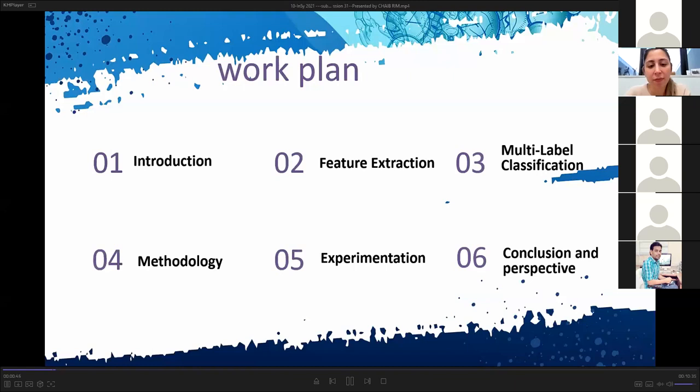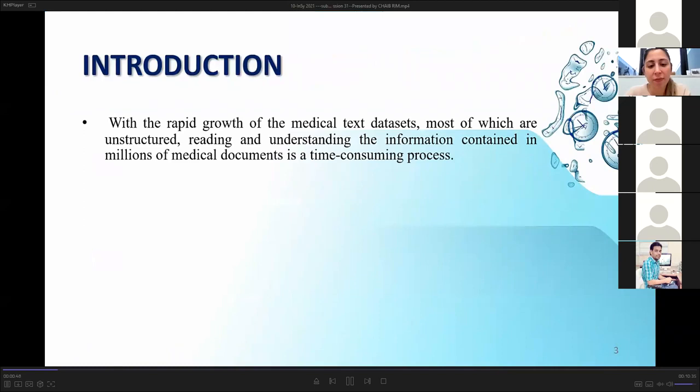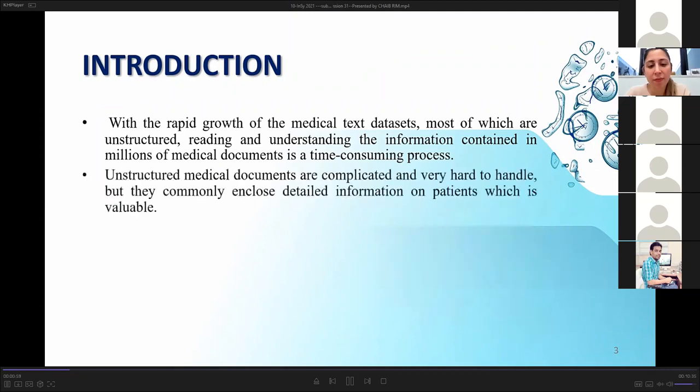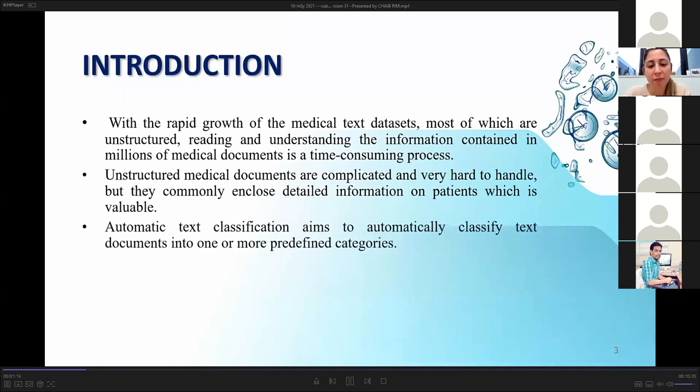and perspectives. With the rapid growth of medical text datasets, most of which are unstructured, reading and understanding the information contained in millions of medical documents is a time-consuming process. Unstructured medical documents are complicated and very hard to handle, but they commonly include detailed information on patients which is valuable, which requires finding a way to organize them.